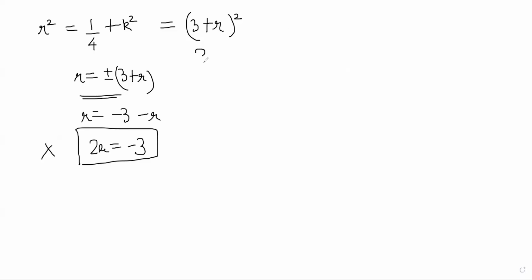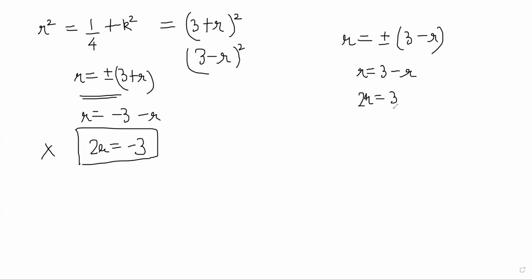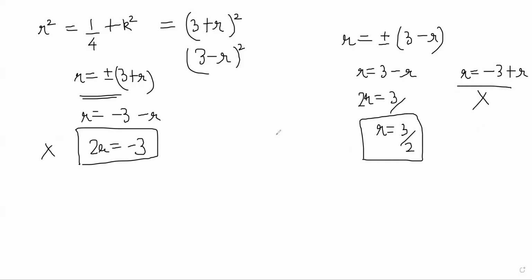So we'll use the other case, (3 minus r) whole square. So now you have r is equal to plus minus (3 minus r). So if you do the plus sign, you have r is equal to 3 minus r. So 2r is equal to 3, so r is equal to 3 by 2. And if you take the minus sign, you have r is minus 3 plus r. That doesn't work, right? So finally, we have gotten the r value as 3 by 2.